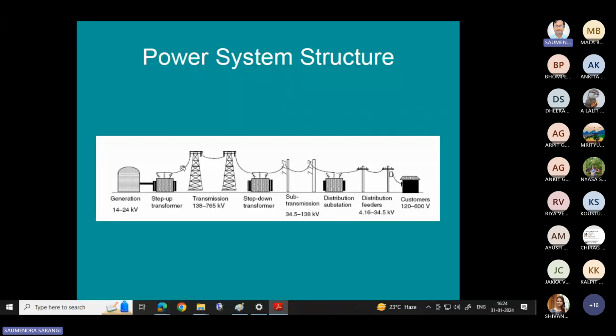This tower is grounded. So what will happen at this point? The current will be flowing through the tower. When the current flows through the tower, automatically a fault is created, and when the fault is created, we know that all this path is bypassed.